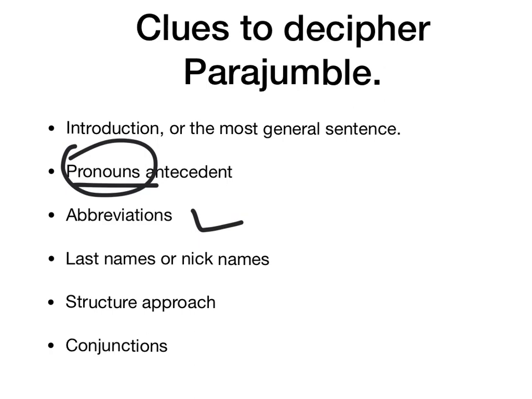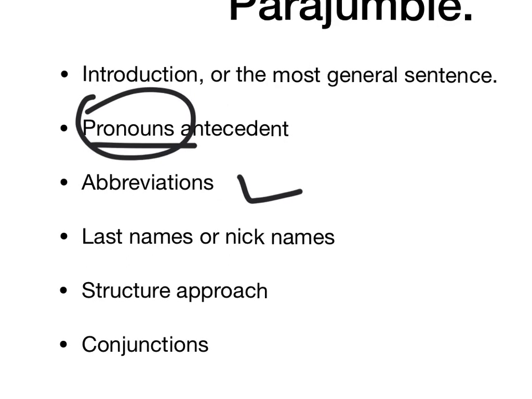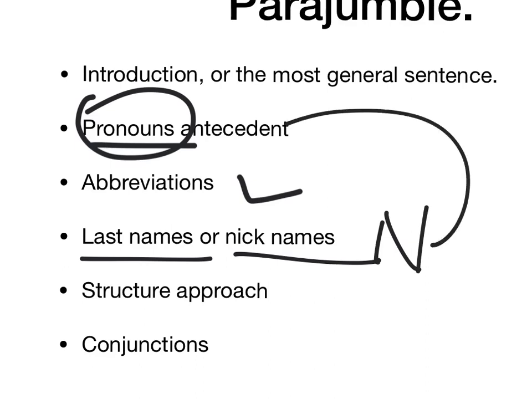Last names or nicknames. Of course, guys, here the rule is the same. You do not use a last name in a passage without using the complete name first. You cannot use a nickname till the time you have used the proper name first. But again, lines can be taken from anywhere. Still, it doesn't matter, because even if it's a last name or a nickname, it's a noun. And if it's a noun, it should have a pronoun.